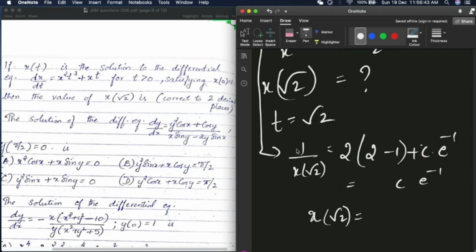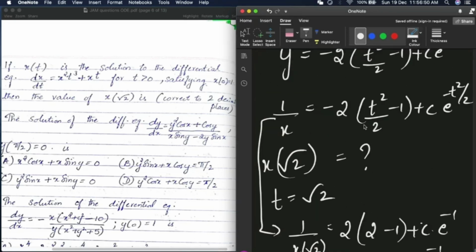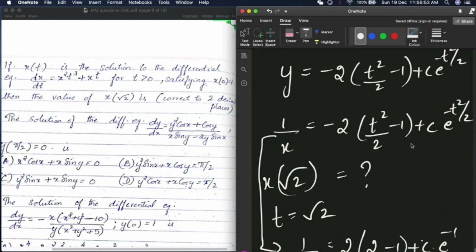C is given, no? Oh, sorry, C you can find. X of 0 is equal to 1 is given. So you could have substituted, I didn't see that, sorry. From here you can find what C is. When you put t is equal to 0, you get x of 0 is equal to 1. So 1 by x is equal to 0 minus 1, so it is plus 2 plus C. C is minus 1 actually.